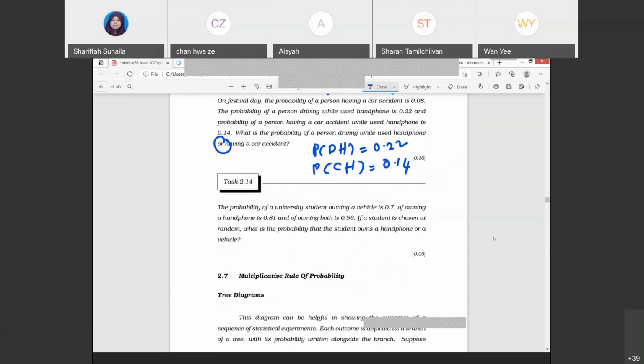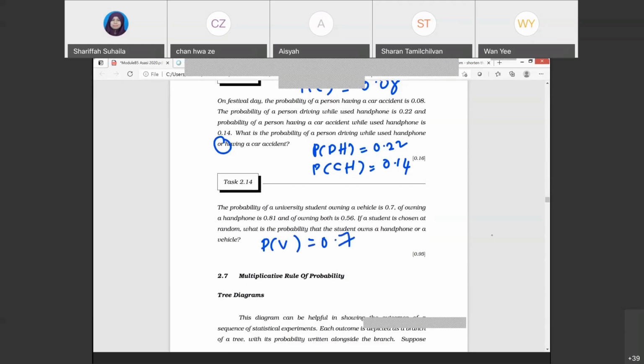Okay, the last one. The same thing here, the additive rule of probability. The probability of a university student owning a vehicle is 0.7, handphone 0.81, both 0.56. A student is chosen at random, what is the probability that the student owns a handphone or a vehicle? Just extract the information. Probability of V is 0.7. Handphone 0.81. Both, meaning V intersect with H, is 0.56.